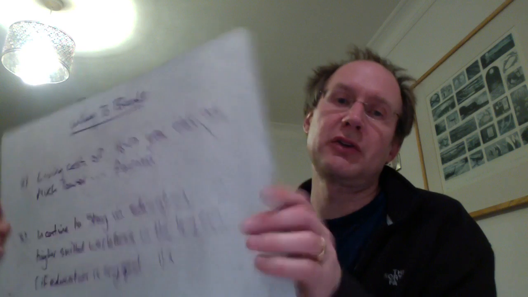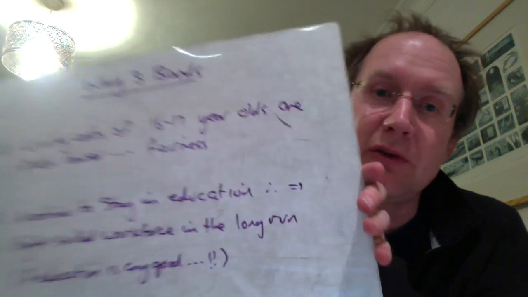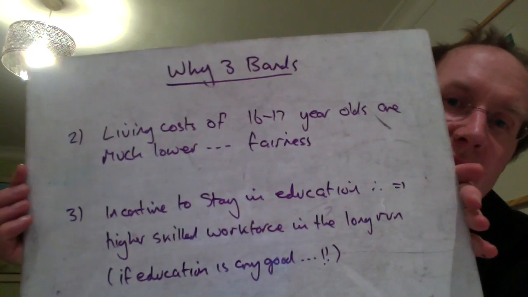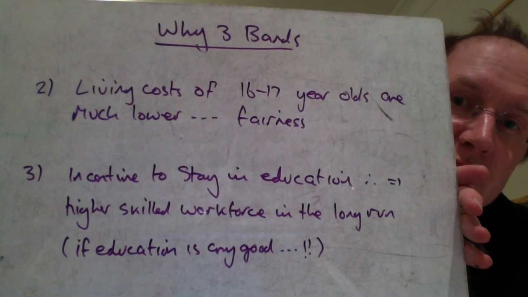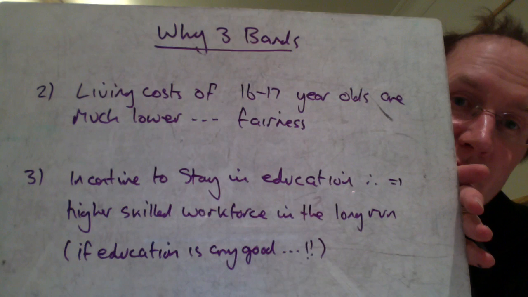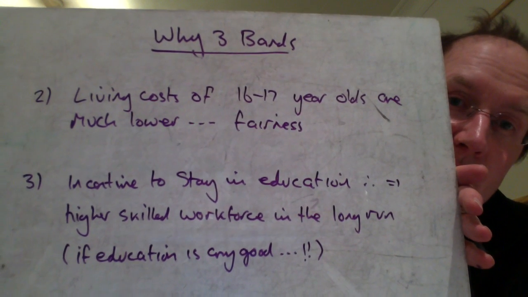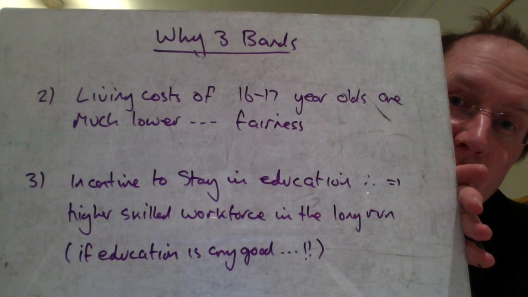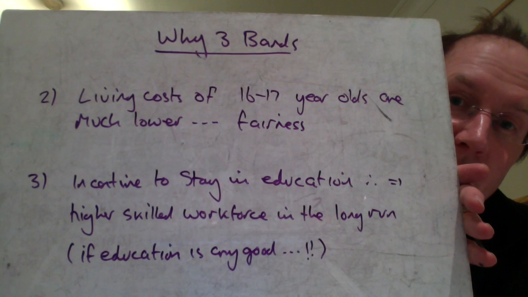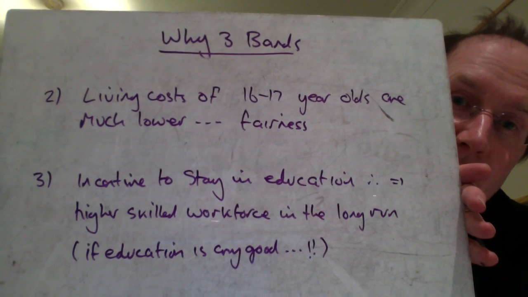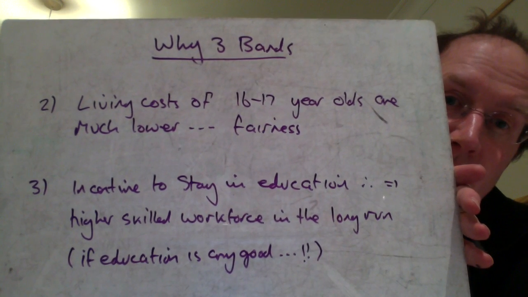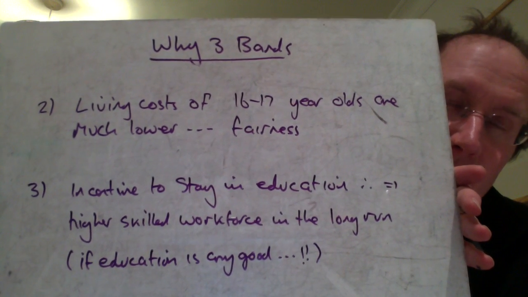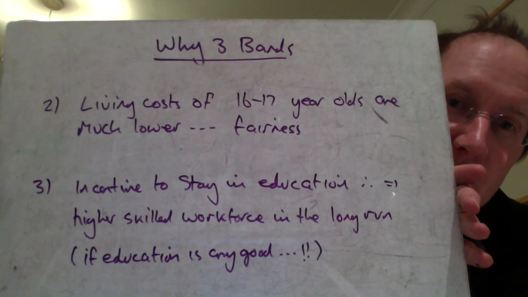And then my other 2 reasons, one I've already mentioned, is that obviously the living costs of 16 to 17-year-olds are much lower. So there's a fairness issue here. We argued that 22, 23, 25-year-olds and so on are probably not living at home, so they have higher living expenses. So therefore we're trying to help out 16 to 17-year-olds. Sorry, no, we're not. The 16 to 17-year-olds don't need it.